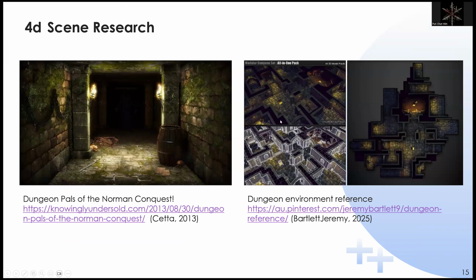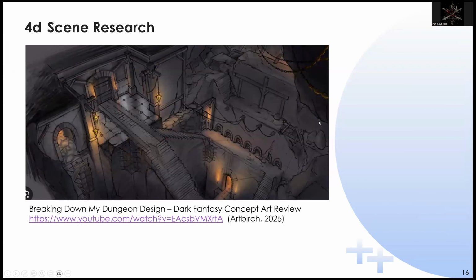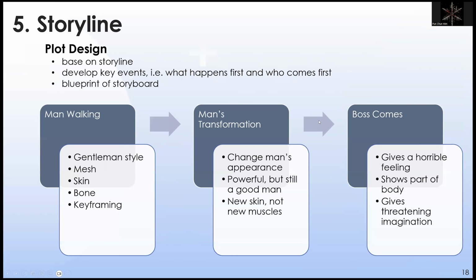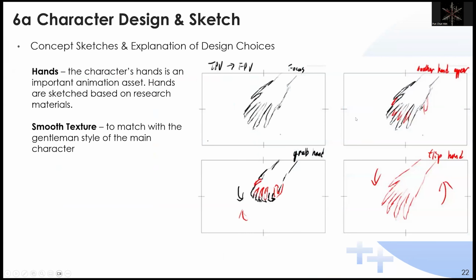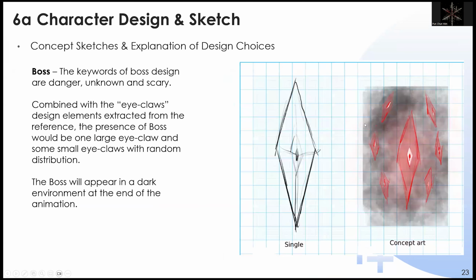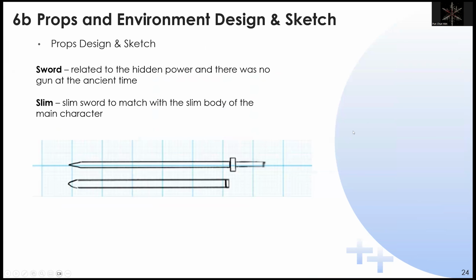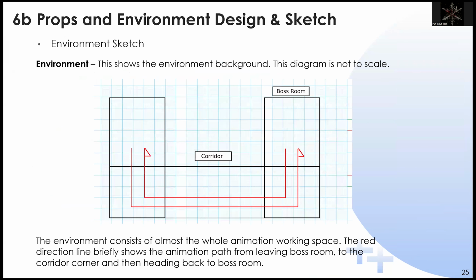Here are some scene research and the storyline. Here's the character design, the model sheet, the hand close-up, the boss, and the props, as well as the sword. Here's the new environment sketch. The character will first come out of the boss room through the corridor to the corner and have the transformation. And after, he will go back to the boss room.